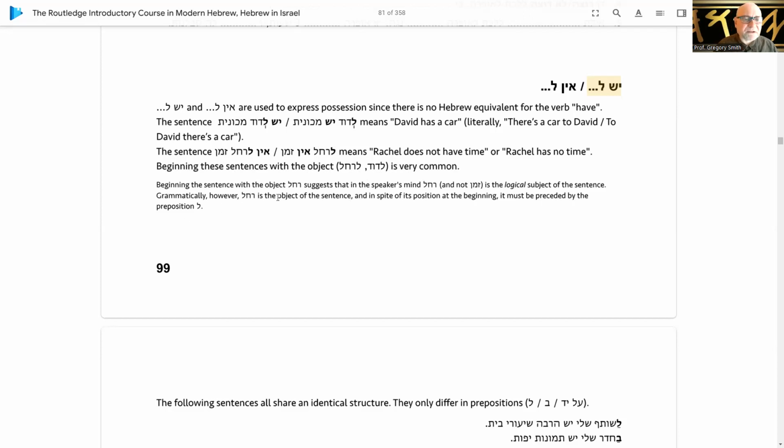Beginning the sentence with the object Rachel suggests that in the speaker's mind, Rachel and not Zaman is the logical subject of the sentence. Grammatically, however, Rachel is the object of the sentence, and in spite of its position at the beginning, it must be preceded by the preposition lamed.